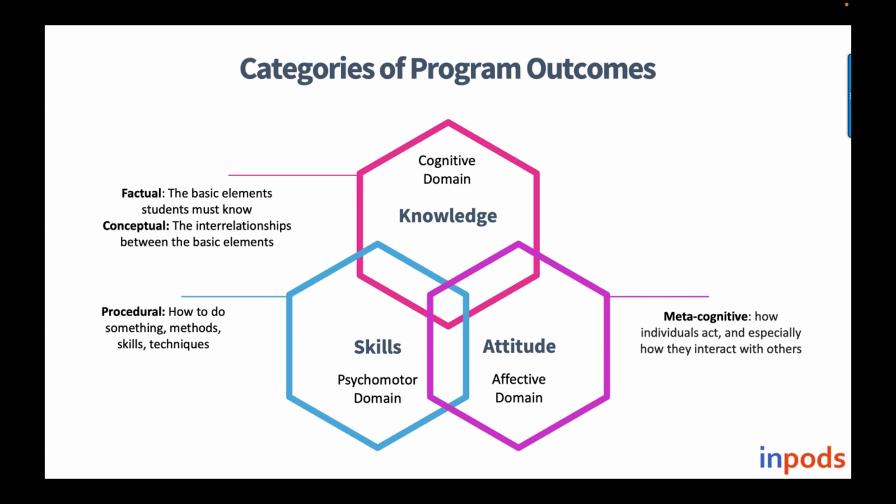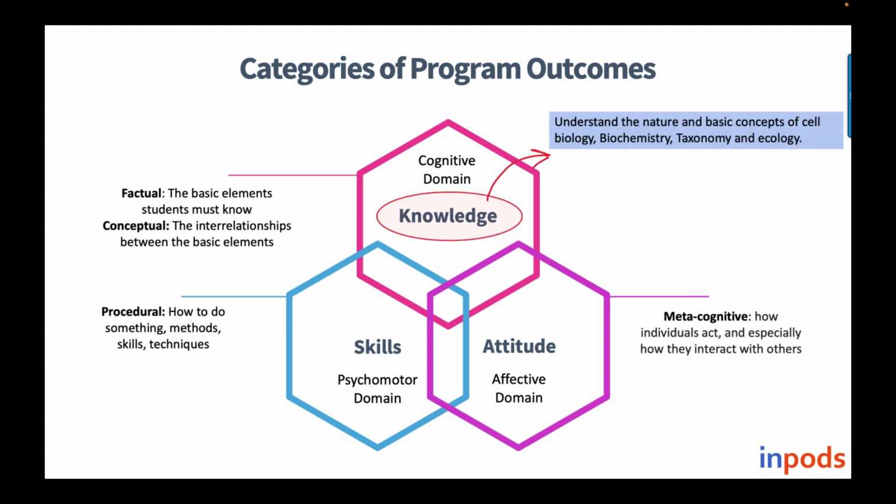There is a direct correlation of these three categories with the knowledge dimensions. These knowledge dimensions are factual, conceptual, procedural, and metacognitive. These are the four knowledge dimensions. So knowledge category POs are essentially mapped to factual and conceptual dimensions. Skills POs are mapped to procedural, and attitude are mapped to metacognitive skills of the students.